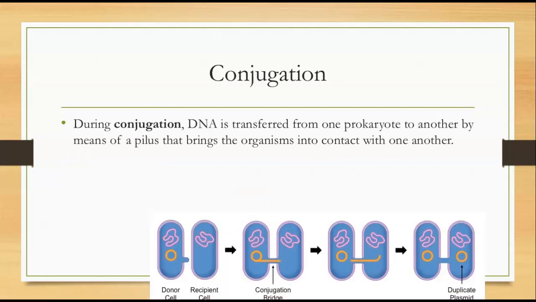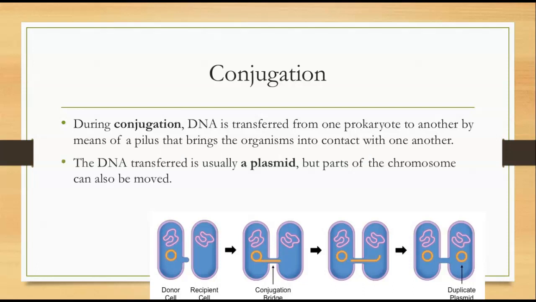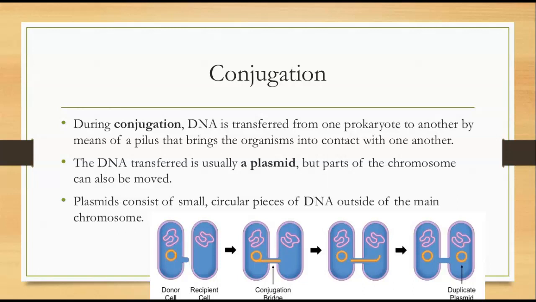And then the last is conjugation. During conjugation, DNA is transferred from one prokaryote to another by means of a structure called a pilus that we saw before, and that brings the organisms into close contact with one another. The DNA transferred is usually that same small circular piece of DNA called a plasmid, but parts of the chromosome itself can also be moved.